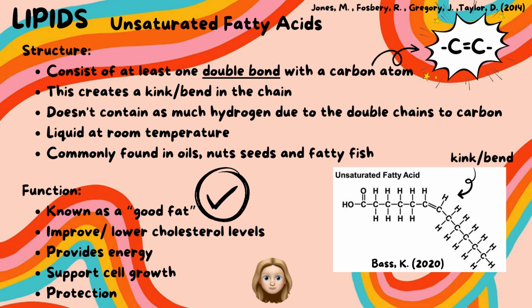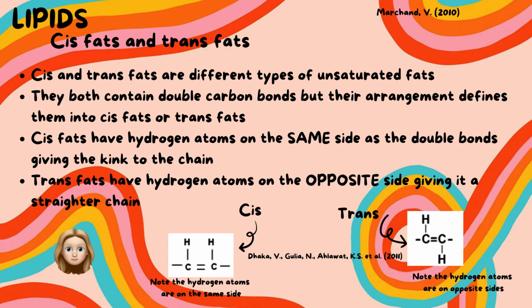Unsaturated fats have a similar structure to saturated fats in the sense that the carbon chains are attached to hydrogen. However, in unsaturated fats, at least one or more carbon atoms are double bonded. This creates a bend or a kink in the chain. The double bonds to carbon mean there aren't as many atoms linked to hydrogen, causing them to not be fully saturated. Unsaturated fats are usually liquid at room temperature. Their function is to provide energy and protection, but they are also known to be the good or healthy type of fat which improves cholesterol.